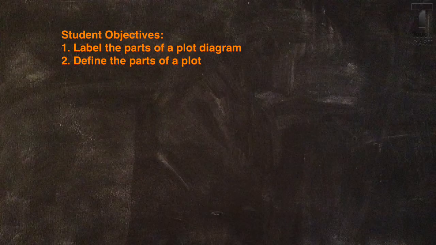Before we go any farther, let's take a look at our lesson objectives so that you understand what I need you to be able to do by the time this video is done. All right? So, the first objective is you're going to label the parts of a plot diagram. The second objective is that you can define the parts of a plot, so you'll understand what those labels mean. All right, so that's the purpose of this video. Let's actually start defining it.